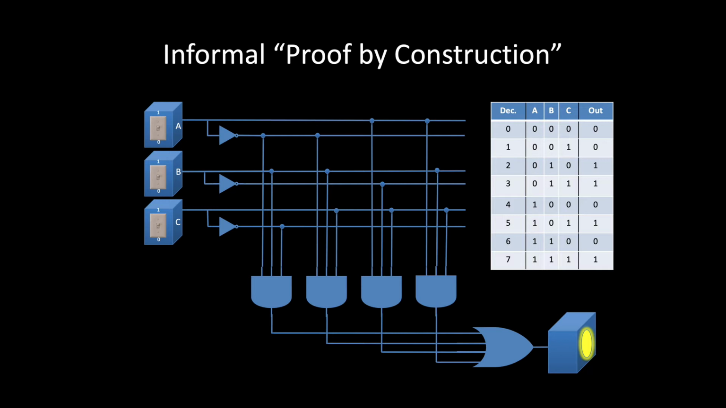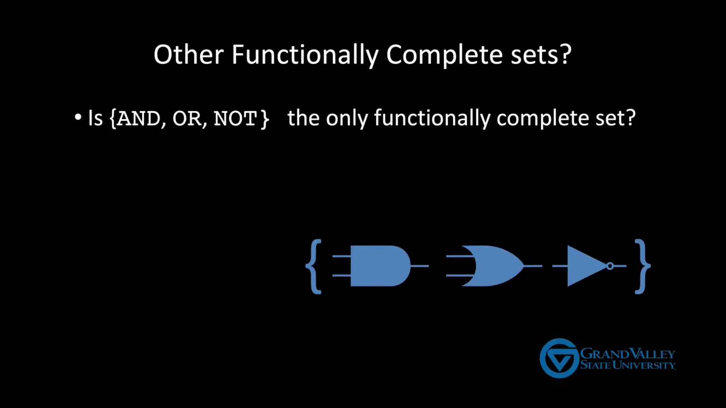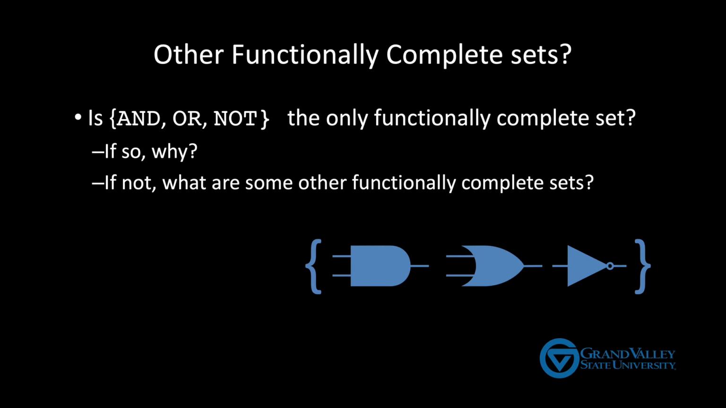So given that, my next question is, are and, or, not the only functionally complete set, or are there other combinations of gates with that same property? So if and, or, not is the only functionally complete set, why is that? And if it's not, what are some other functionally complete sets? Pause the video and think about that for a minute.